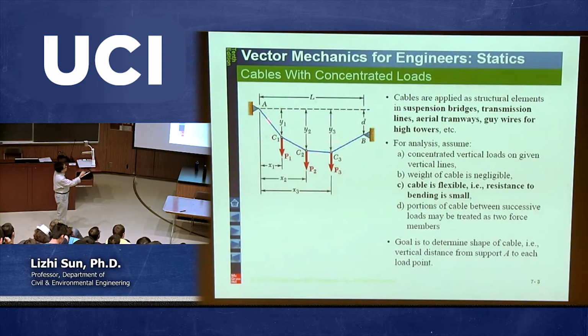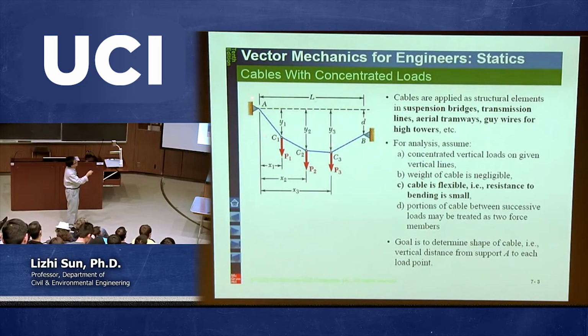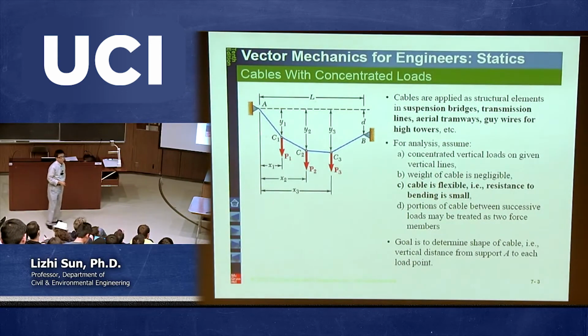So cable AB, okay? This is the cable AB, and on one side is a pin support, and the other side is another pin support. This cannot be rollers, by the way, because a roller would give you a restriction in only one direction. That's why both are pins. In addition, there's some kind of concentrated load acting in between.